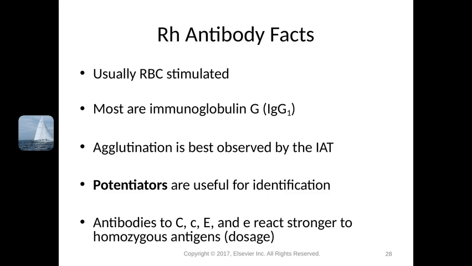So the double dose tends to react stronger. And we'll talk more about this as we move forward too. And I'll give you a quick little video example of dosage.